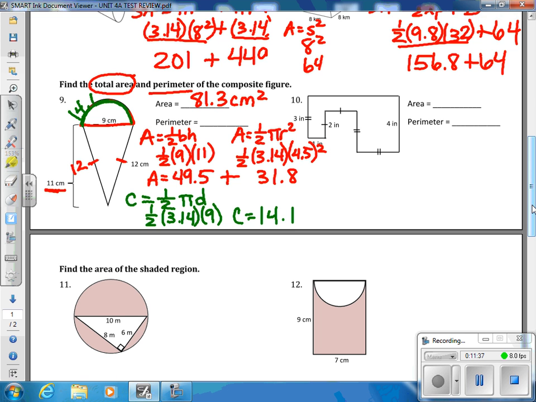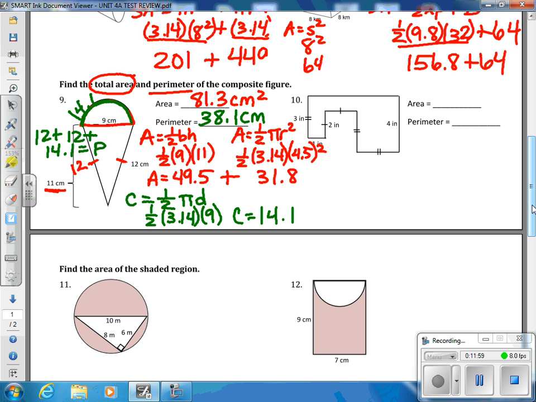So now when we go to find the perimeter, you're going to add 12 plus 12 plus 14.1, and all of that's going to give you the perimeter part. So when you add those three numbers together, you do get 38.1 centimeters. Right? So everything is not just cut and dry and labeled in the picture. You have to do some calculations to get some of these pieces.